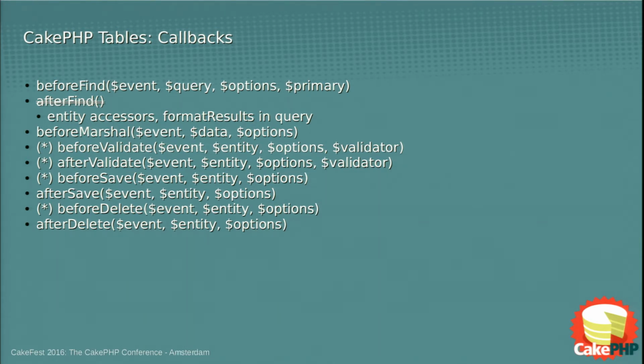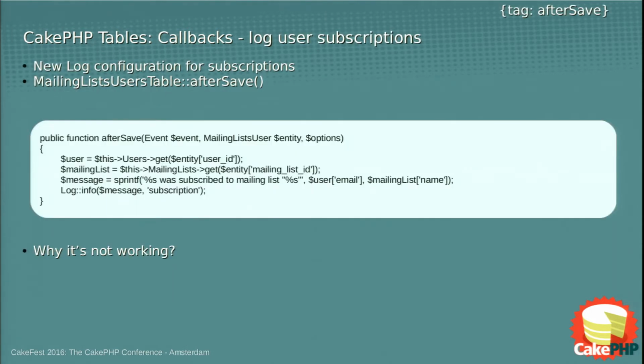But we're going to do an example using after save and after delete. So let's say we want to log changes in the user's subscriptions. So every time a user subscribes to a mailing list, we want to log it somewhere. Every time a user unsubscribes from a mailing list, we want to log it as well. So we could do this using an after save event. We're going to play with this example, and then you're going to play with another example in case of issues.